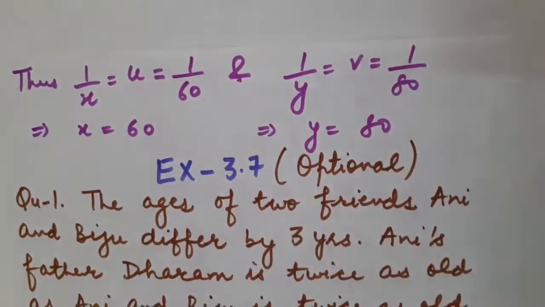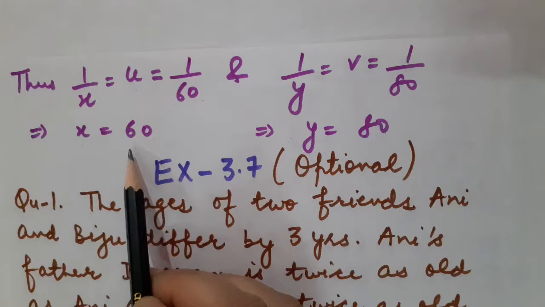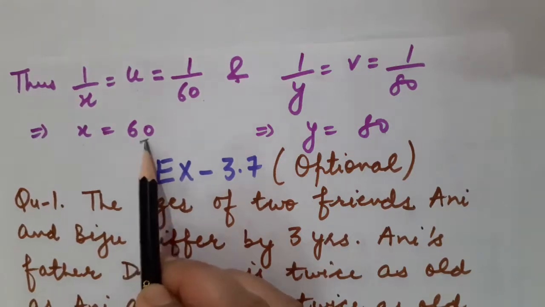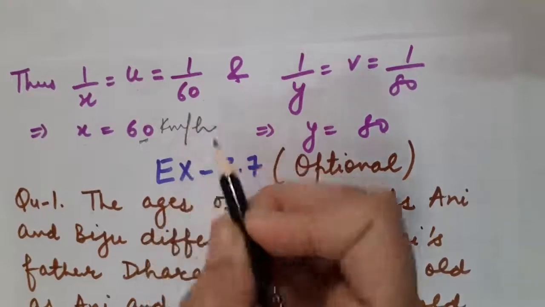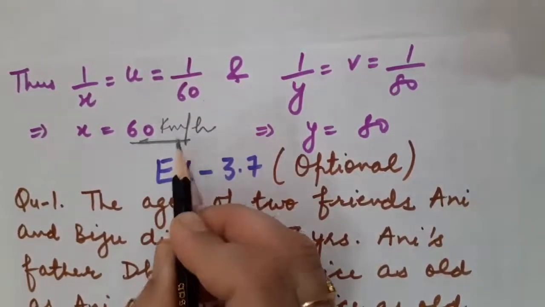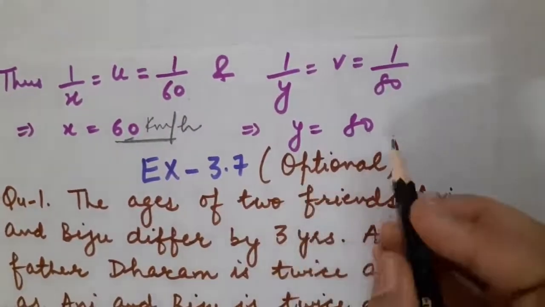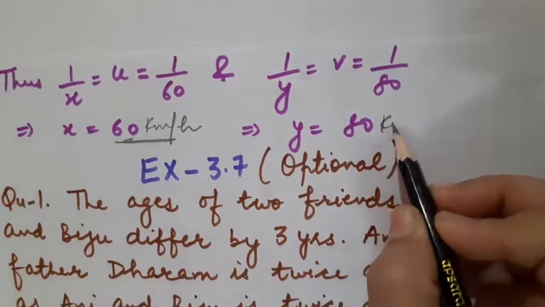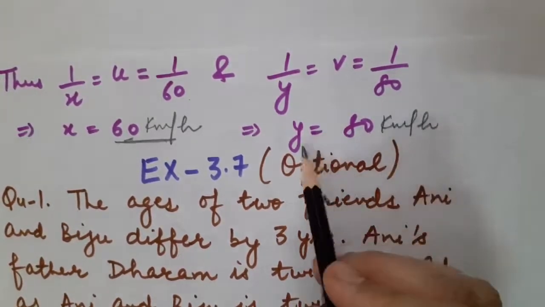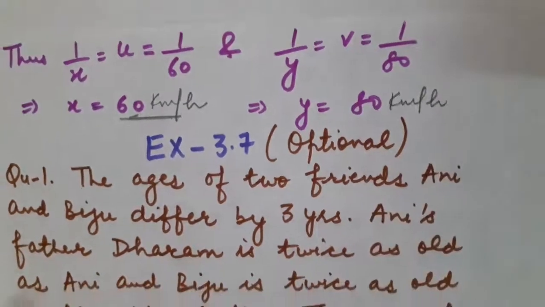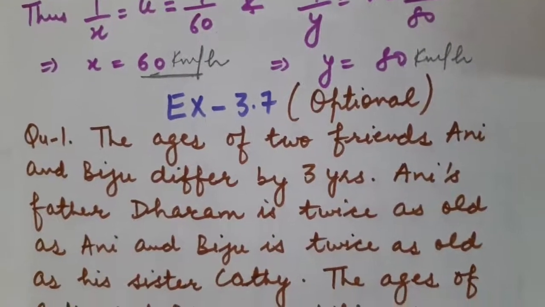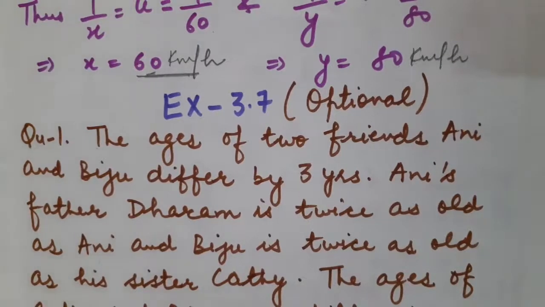Understood? So the speed of the train is x, which is actually equal to 60 kilometers per hour. Fine. This is the value of the speed of the train. In the same manner, you have to tell the speed of the bus also. So can I write the speed of the bus is equal to y is equal to 80 kilometers per hour. Understood, children? Now let us switch to the HOTS questions related to exercise 3.7, that is the optional exercise of NCERT.